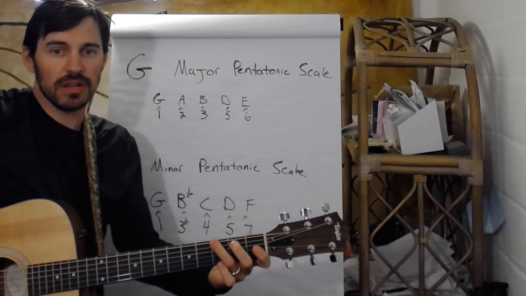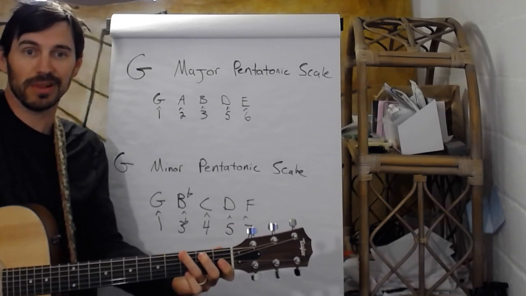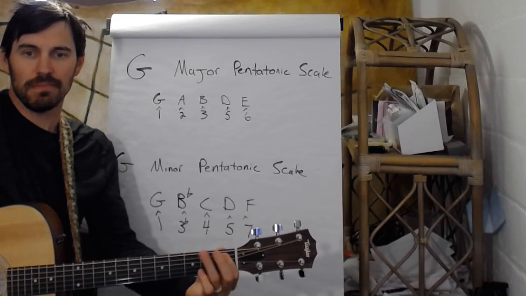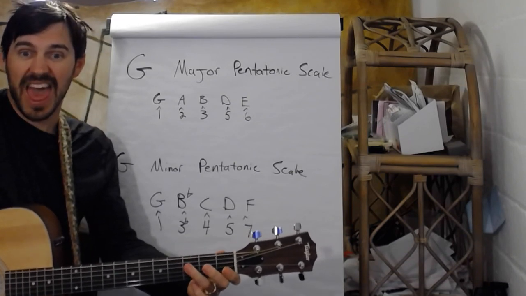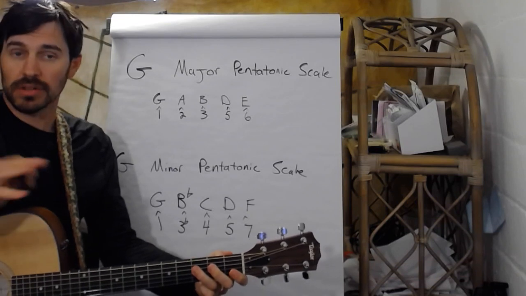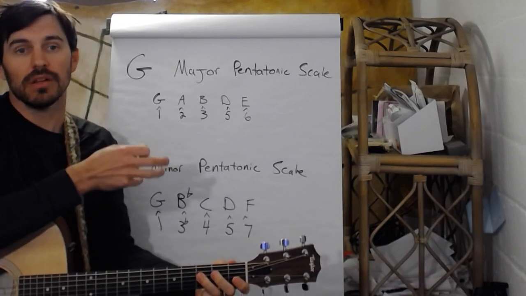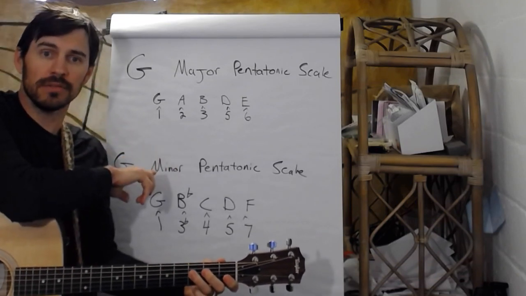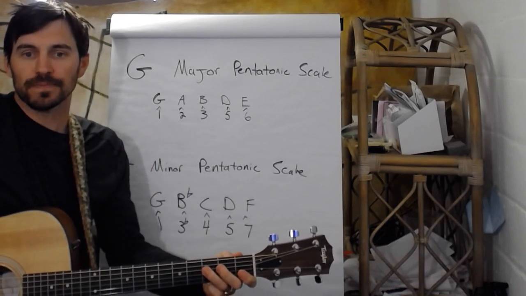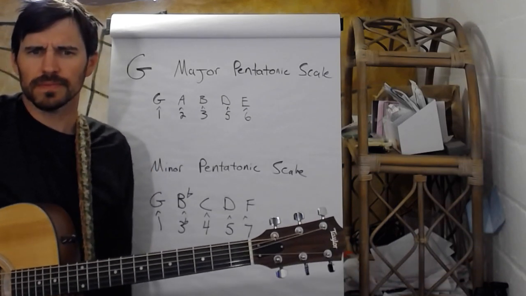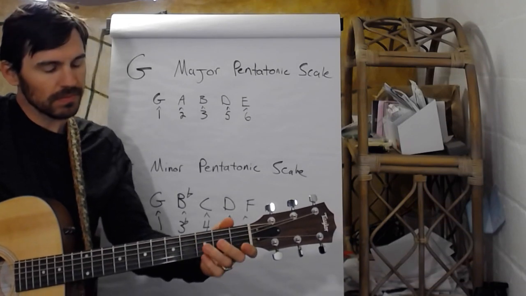Right there, G. You can see and hear and play all at the same time. G, B flat, C, D, F natural. Okay, F. Sometimes in G it's an F sharp, but we're minor. Okay, F natural, and then back to open G. If I keep going.